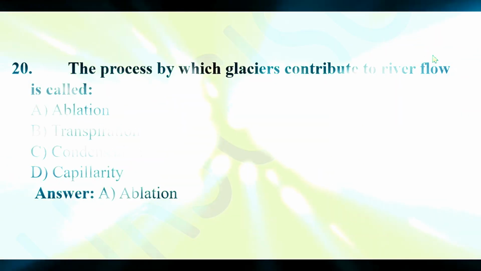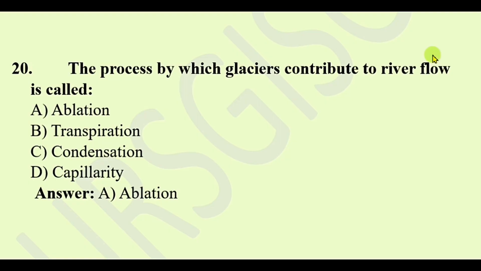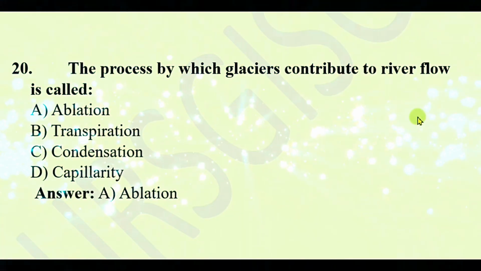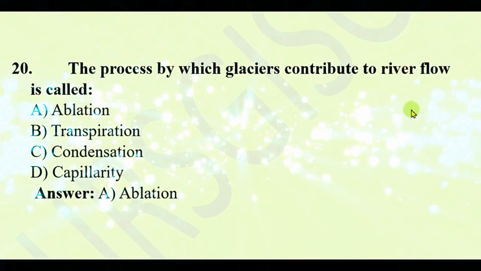Question 20. The process by which glaciers contribute to river flow is called ablation, transpiration, condensation, capillarity. Here the right answer will be ablation.